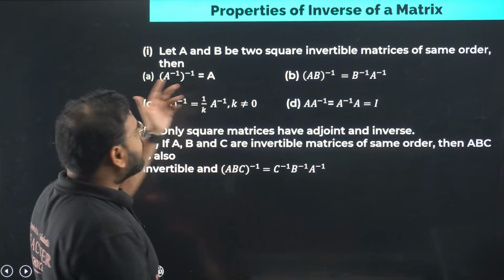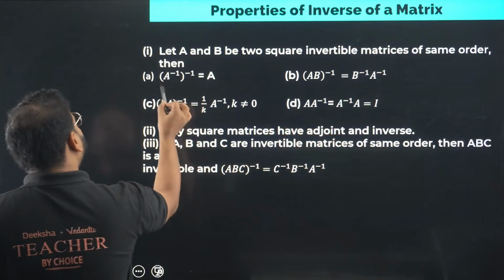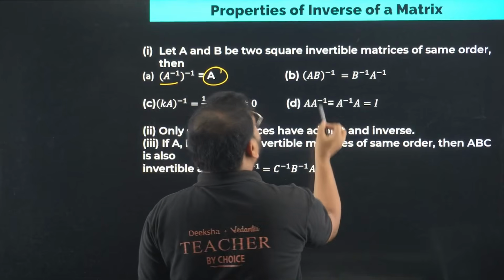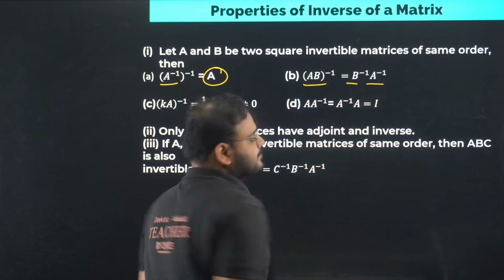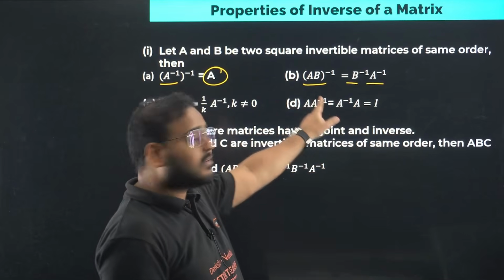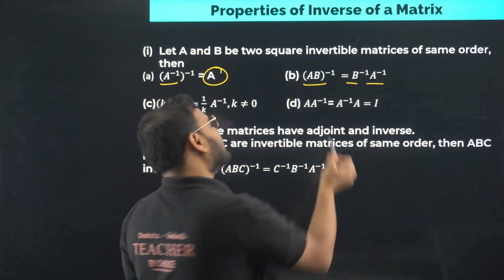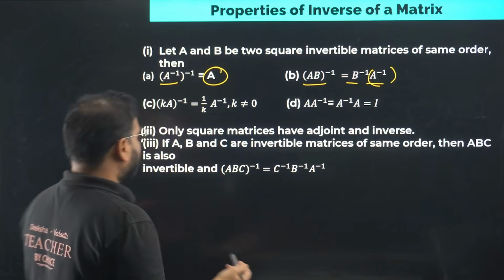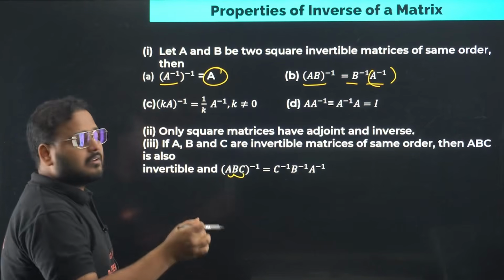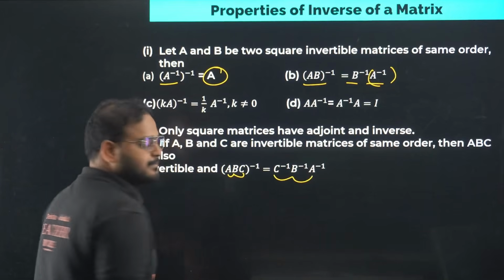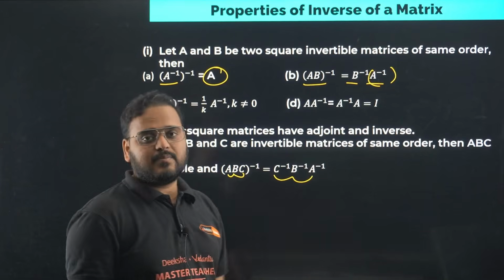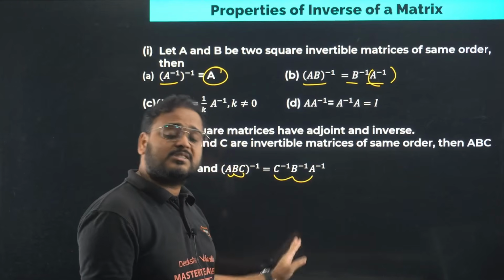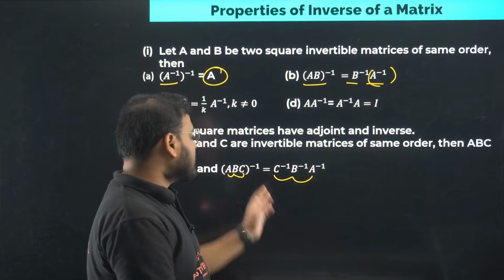Now, some properties of the inverse of a matrix. Inverse of inverse is the matrix itself. AB inverse is nothing but B inverse A inverse. If you have two matrices and want to find the inverse of their product, simply find the inverse of the second matrix and multiply with the inverse of the first. It reverses the order. If you have ABC, the reversal law applies here also: C inverse, B inverse, A inverse, multiplied in that order.